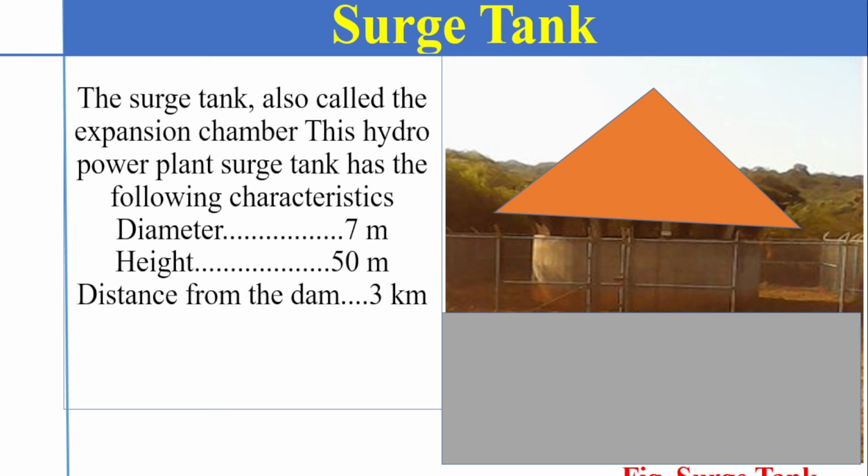This surge tank is constructed between the dam and valve chambers. It is used to resist the collapse of water coming from the dam and back from the valve chamber. This penstock is 7 meters in diameter and 50 meters in height. It is about 3 kilometers far from the dam.